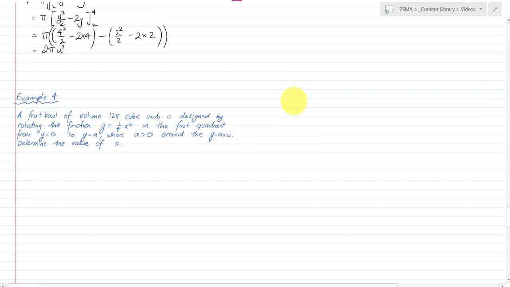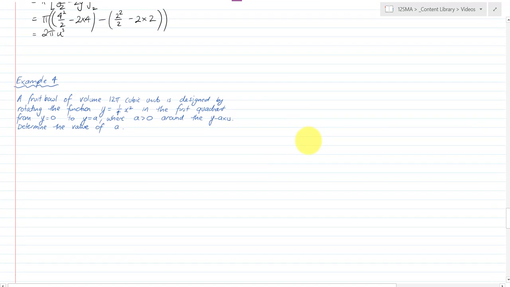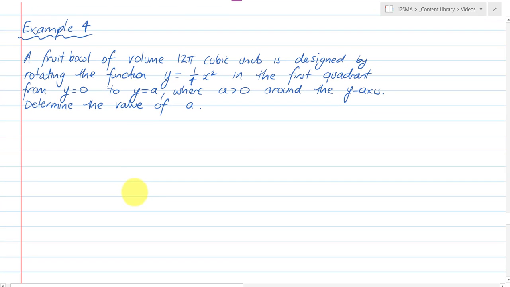And now let's have a look at example 4. A fruit bowl of volume 12 pi cubic units is designed by rotating the function y equals 1/4 x squared in the first quadrant from y equals 0 to y equals a, where a is greater than 0, around the y-axis. Determine the value of a.